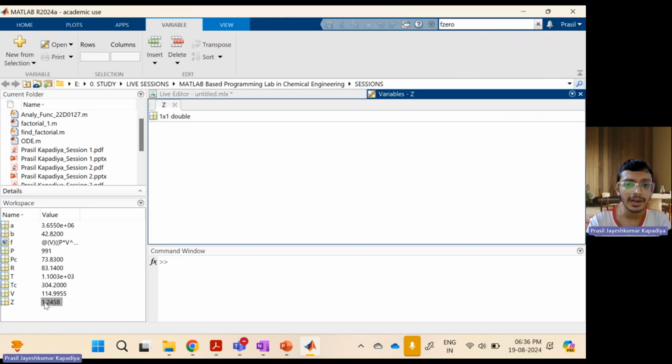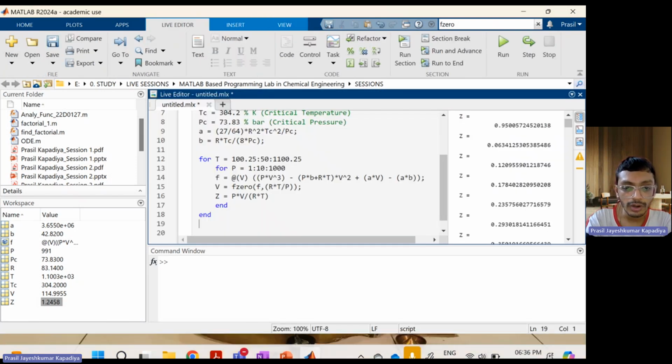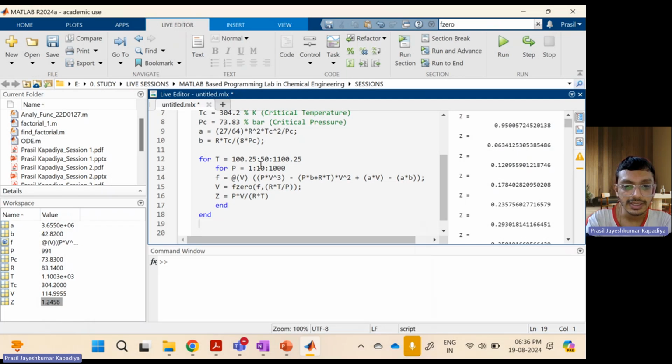So did we get any matrix for Z? No, we did not get any matrix for Z. We got just the last value of Z for the temperature-pressure combination. But what do I need? I need to save these values of Z because I want to plot Z against pressure. So what do I need to do when I need to save my data?